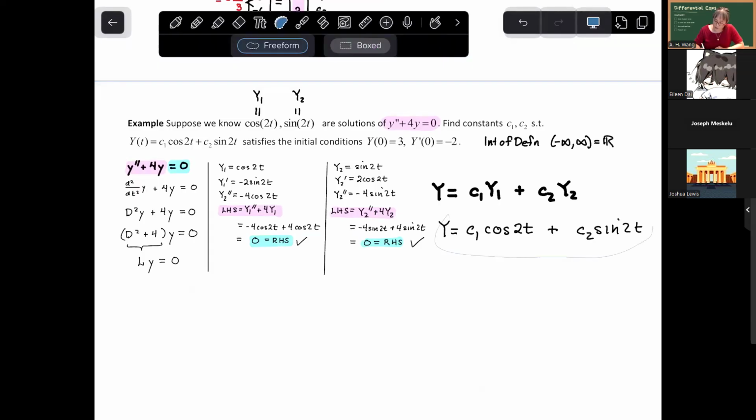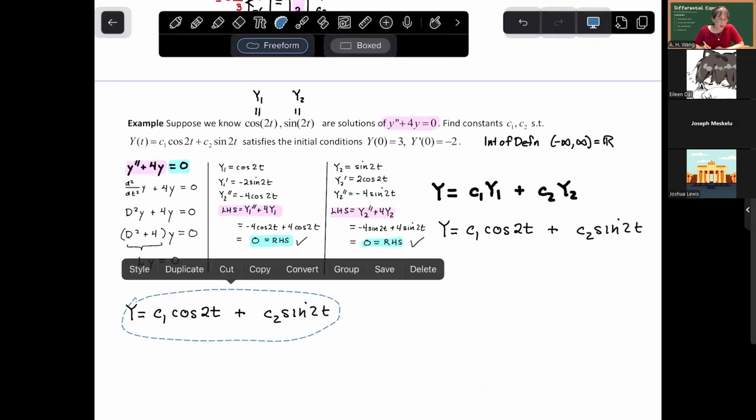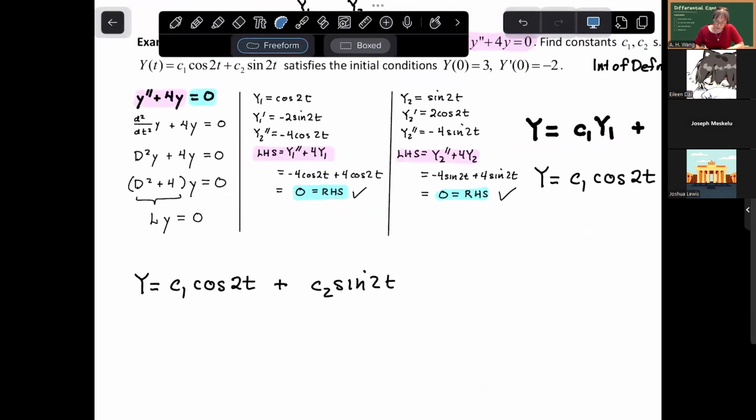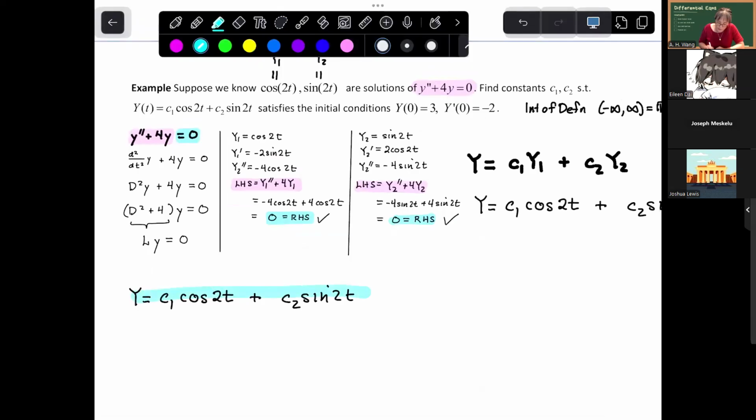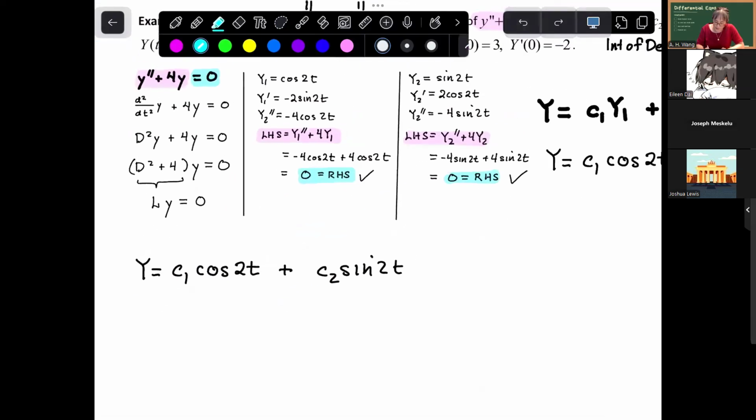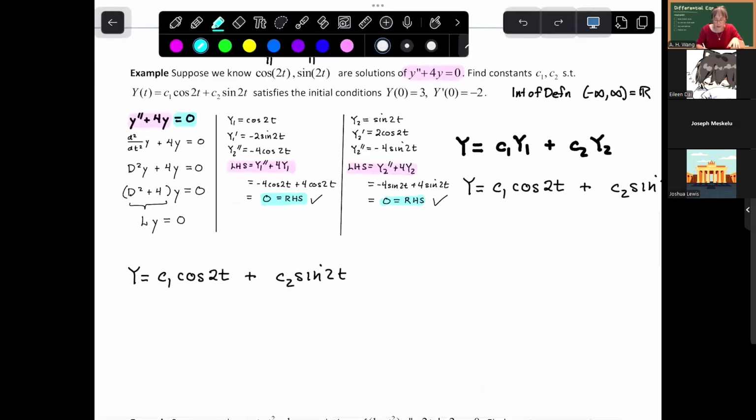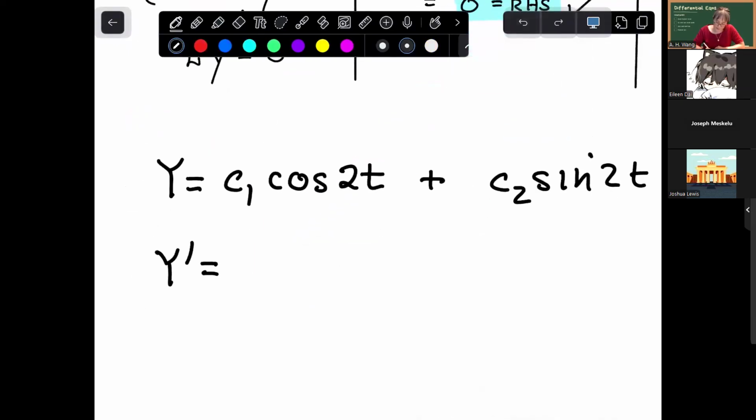Okay, so now you're going to take that guy, and we know that this is a solution, but we want to find the C1 and C2 so that we satisfy those initial conditions. So let's look at this. When you have the initial condition, you start with y, and then you go y prime. So go ahead, tell me, what is the first derivative of this term? Negative 2C1 sine 2t.